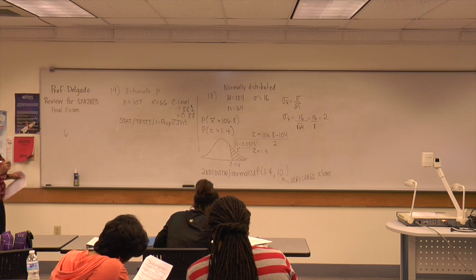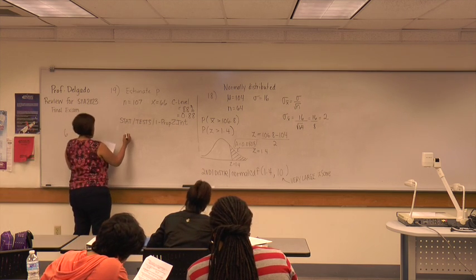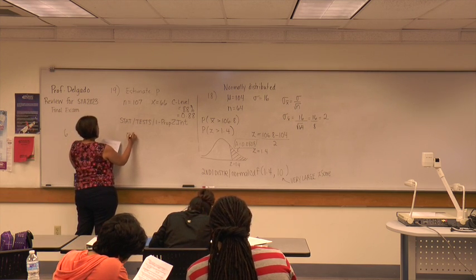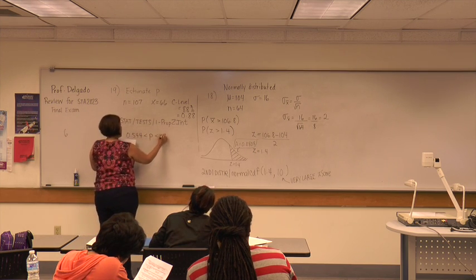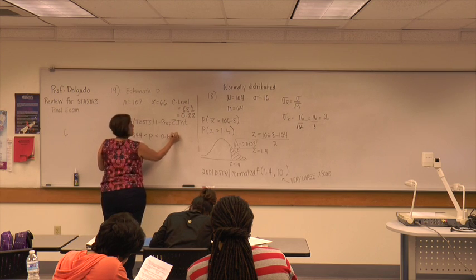Okay, so what did you get as a result? Letter B, from 0.544 to 0.690.